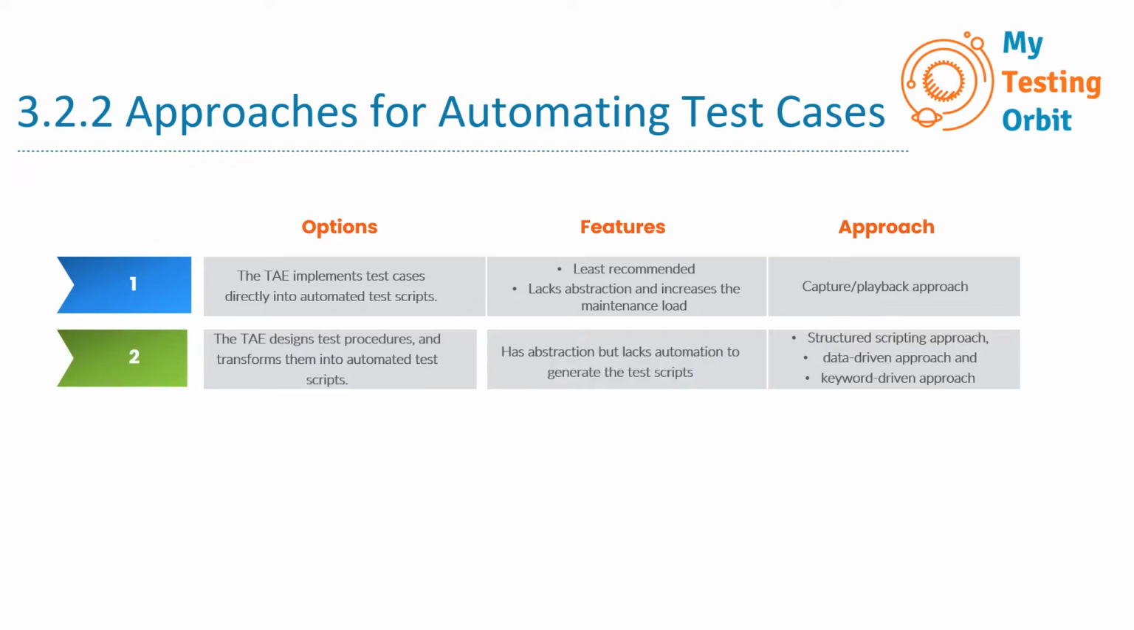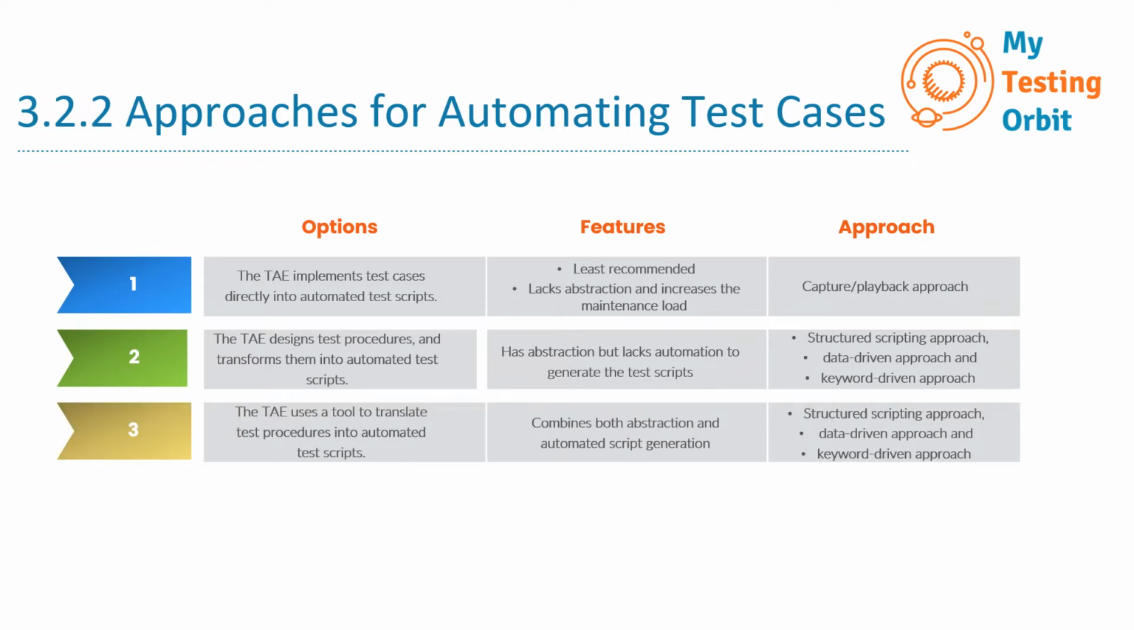Number 2, the test automation engineer designs test procedures and transforms them into automated test scripts. In this option, we have abstraction, but it still lacks automation to generate the test scripts because it's still being done manually. So what kind of approaches will be suitable? Structured scripting, data-driven, and keyword-driven. We will be discussing all these approaches in detail, so let's just go through these options for now.